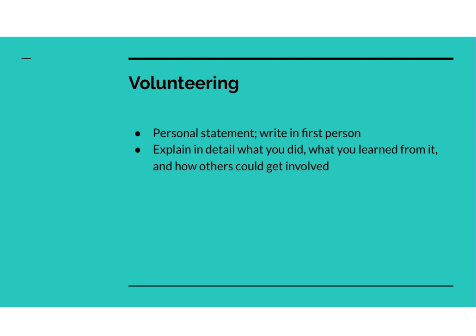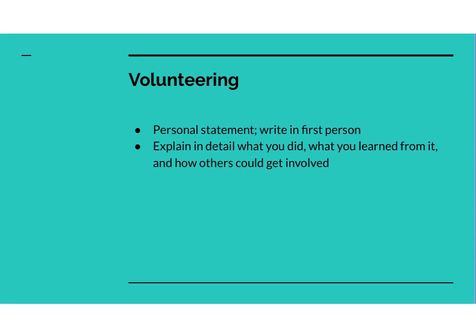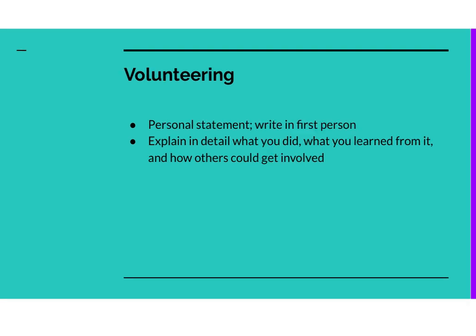So this is going to look a little bit different. You would actually write in first person, using pronouns like I did this, I did that. With the other options, or in any writing, if you're not writing a personal statement, you need to write in third person. So use he, she, they, them, it, those types of pronouns. And in that writing, you would just explain in detail what you did, what you learned from it, and how others could get involved.